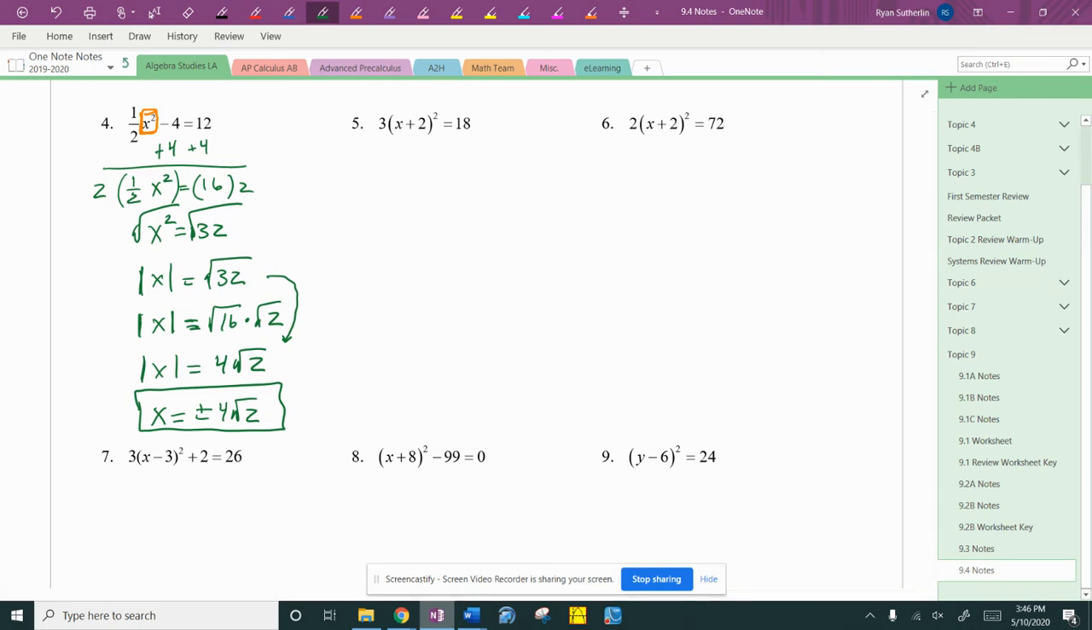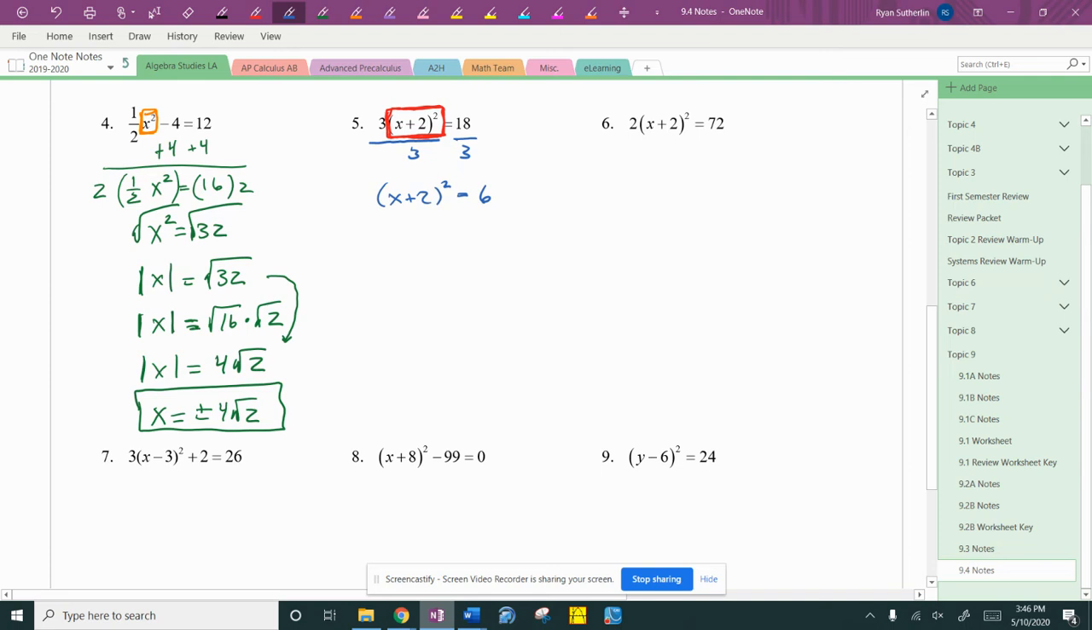Number 5. Let's take a look at this one. It's slightly different now. Notice this whole thing is squared. So if I want to get that thing that is squared by itself, I'm going to first divide both sides by 3. And that gives me x plus 2 quantity squared is equal to 6.